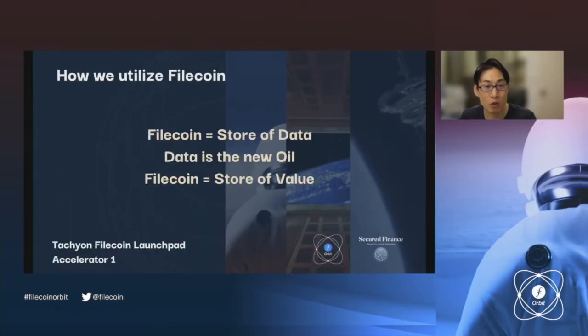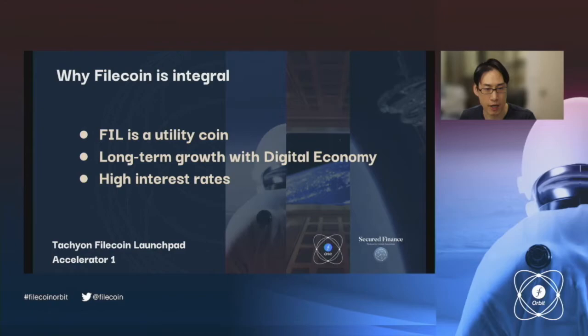And how we utilize Filecoin is quite simple. As you can see, Filecoin is a store of data. And now we are living in the digital economy. People call data the new oil. So Filecoin is store of value. We want to support Filecoin ecosystem from the point of financial aspects. So let me explain why Filecoin.